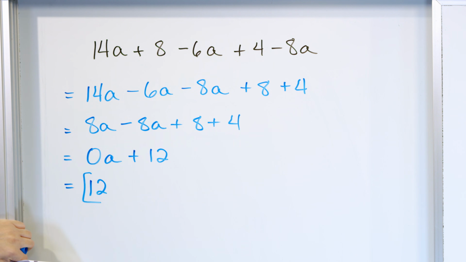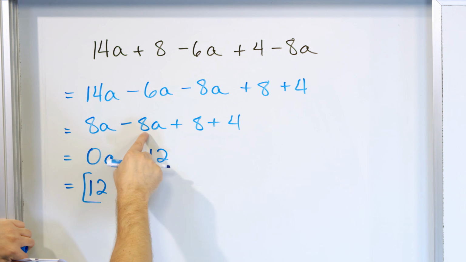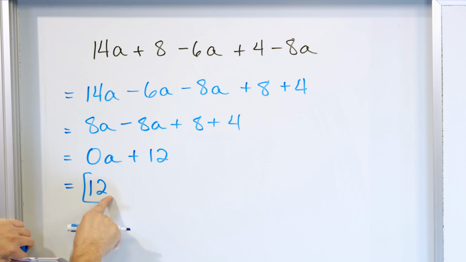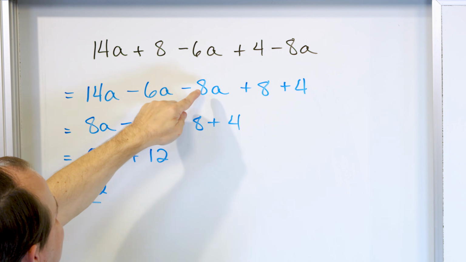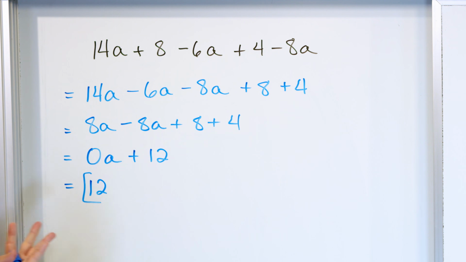That's really the final answer, because this term, 8a minus 8a, just gives you 0, and then the answer you have, 12, has no variable at all. And the reason is because if you take 14 minus 6 minus 8, it turns out that there's no horses left, for lack of a better word. The variable term drops away.